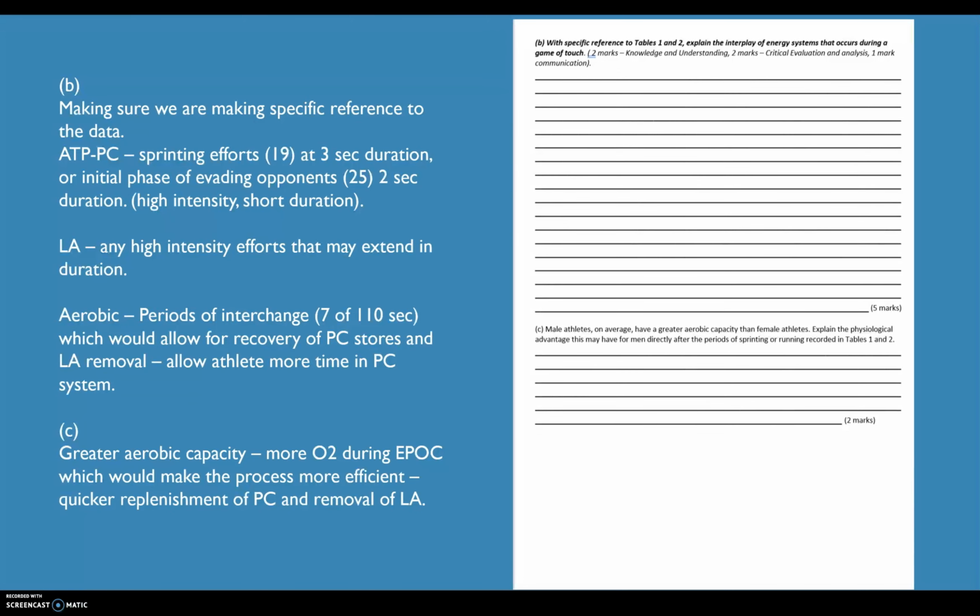Last question, looking at male athletes on average having a greater aerobic capacity than female athletes. Explain the physical advantage of that. So greater aerobic capacity, purely looking at more O2 coming in during the EPOC stage. So you would need to mention the EPOC stage, more O2 coming in that EPOC stage, which makes that recovery process more efficient, so quicker replenishment of PC and removal of lactic acid.